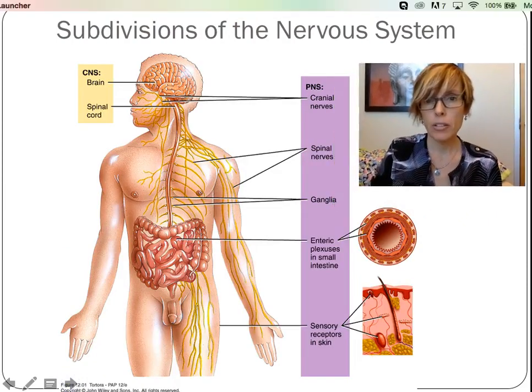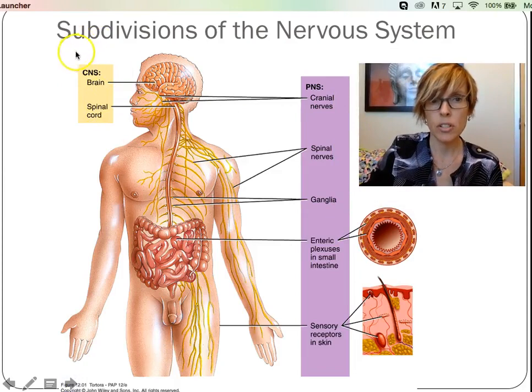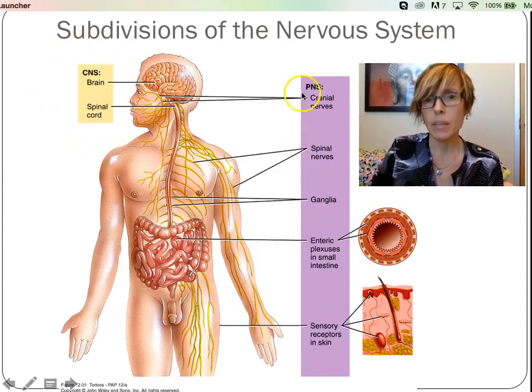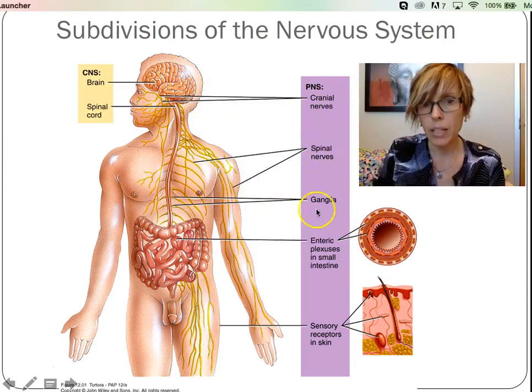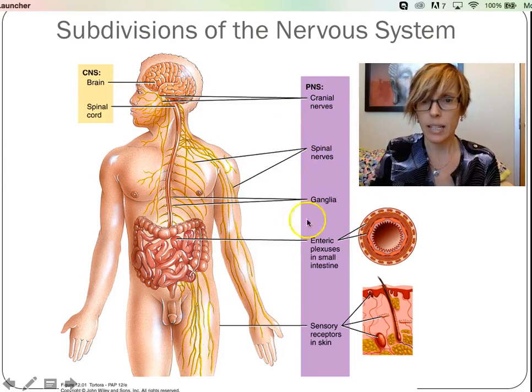When we talk about our nervous system, we have two major subdivisions. The first is the central nervous system, which is the brain and the spinal cord, and then the peripheral nervous system, which is basically all of our nerves. So cranial nerves, coming straight off the brain. Spinal nerves coming off the spine. Something called a ganglia, we'll talk about that in a second.